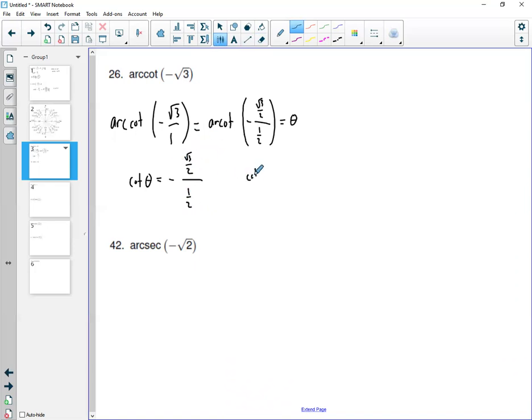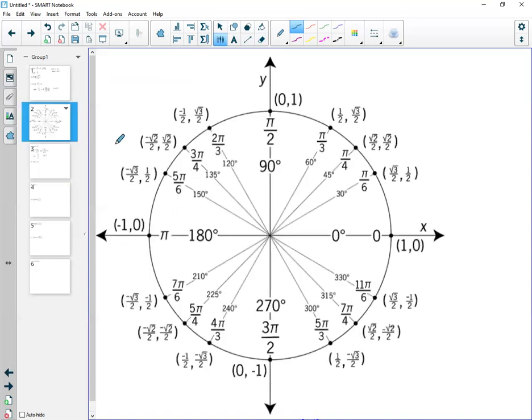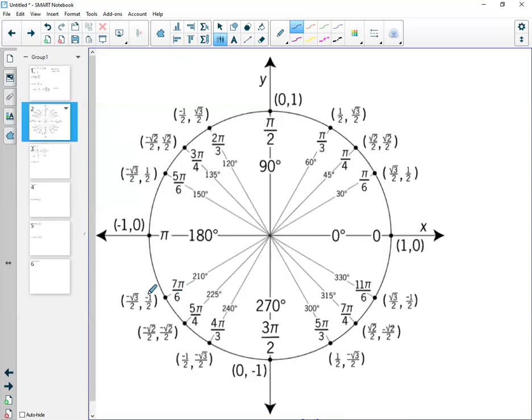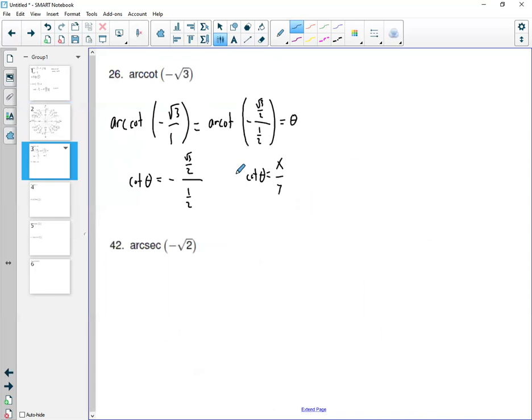Again, the cotangent is like x over y, because we know that the tangent is like y over x. The cotangent must be the opposite. So I'm looking for an x of root 3 over 2 and a y of 1/2, but I want them to be opposite signs because that's going to make this whole thing negative. So x is √3/2 and y is 1/2, but opposite signs is going to be here and here. And so I got to pick either 5π/6 or 11π/6.